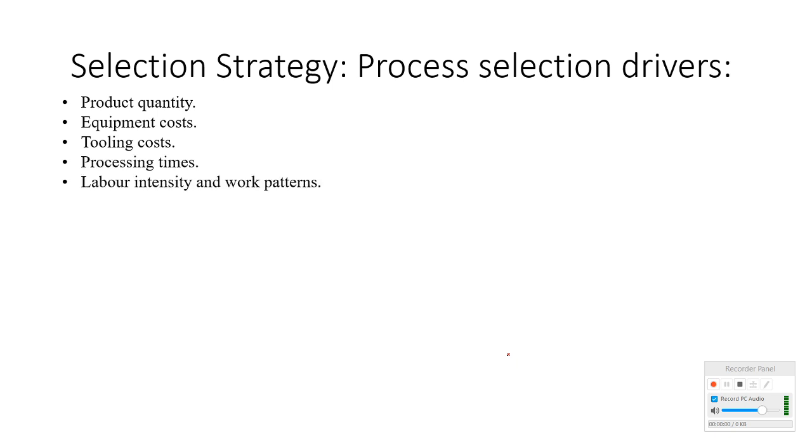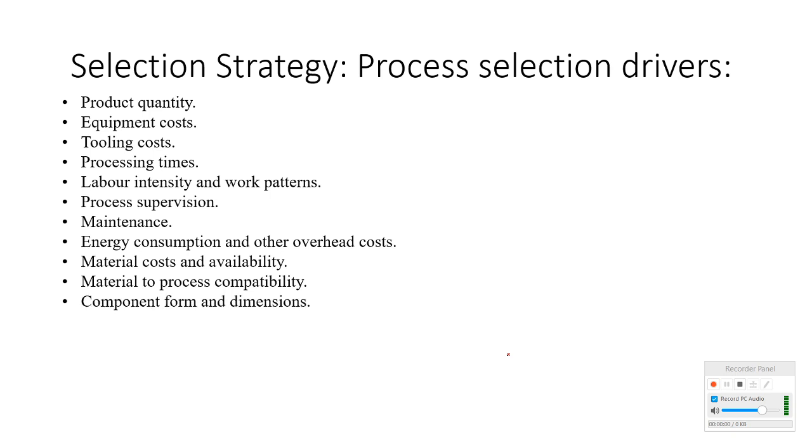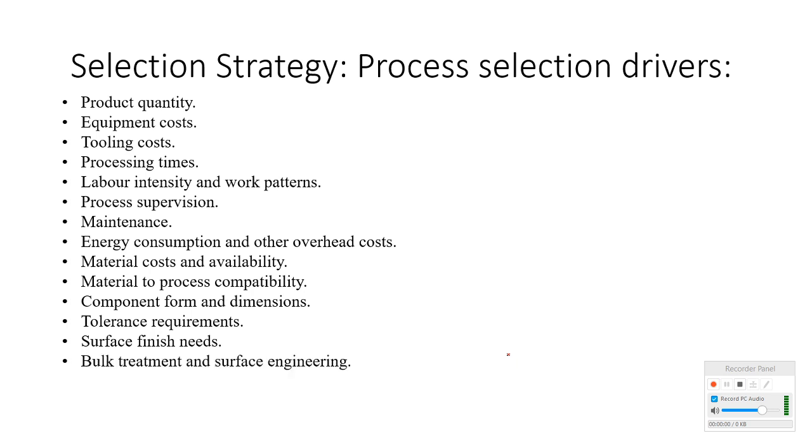And for these selection strategies, we have some drivers. As we mentioned earlier, we want to re-emphasize: the product quantity, the equipment cost, tooling cost, processing time, labor intensity and work pattern, process supervision, maintenance, energy consumption and other overhead costs, material costs and availability, material to process capability, component form and dimensions, tolerance requirements, surface finish needs, bulk treatment and surface engineering, and process to component variability.